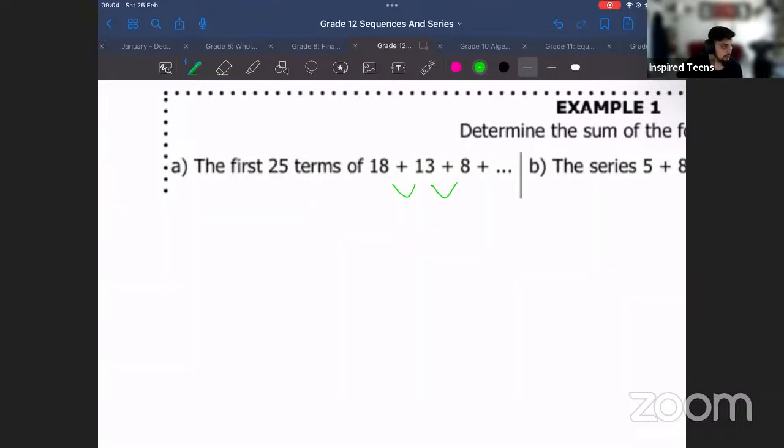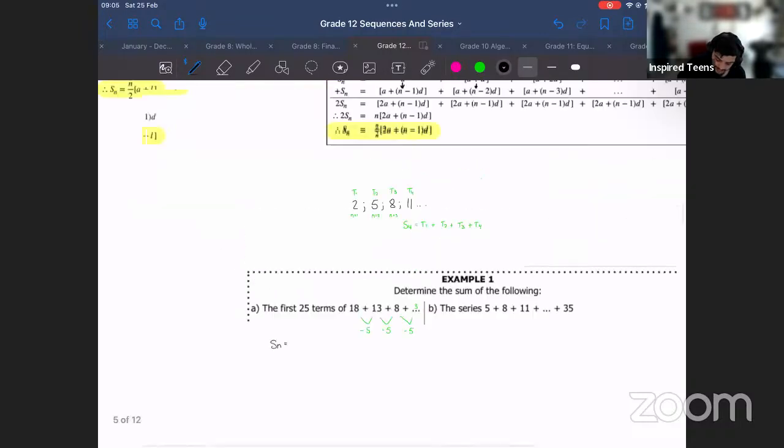Is there a ratio? Between the first and the second terms, 18 and 13, it's important to notice, are we adding or subtracting? We are actually subtracting 5. Then from 13 to 8, we subtract another 5. So clearly this has a first common difference. If we quickly calculated the next term, it would be 3, subtracting 5. We know it's arithmetic. We need to calculate S25. Remember, Sn is here.